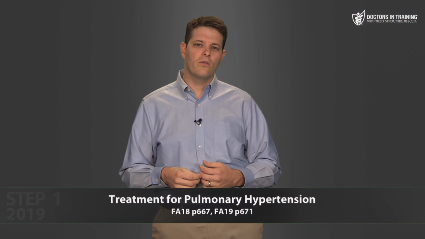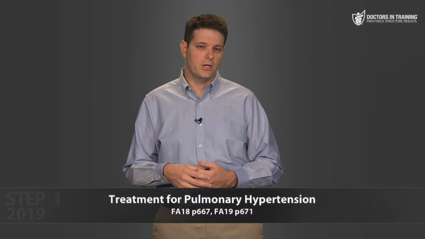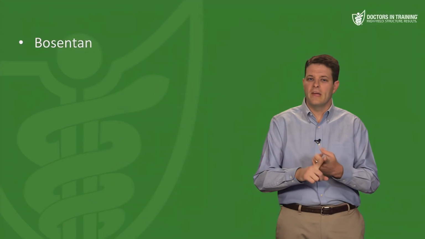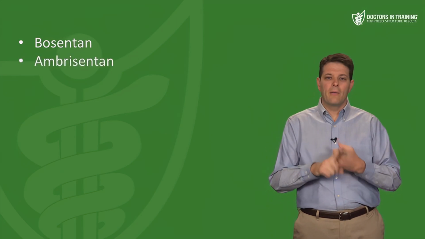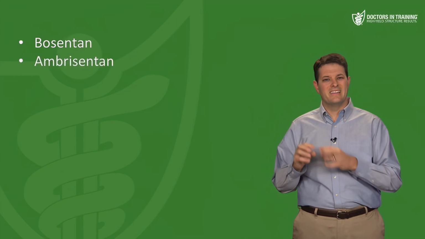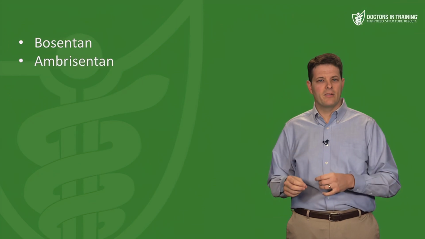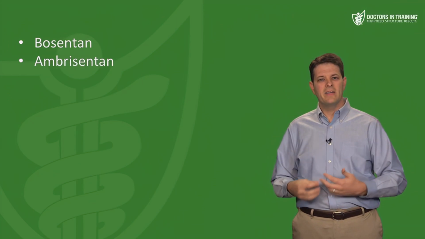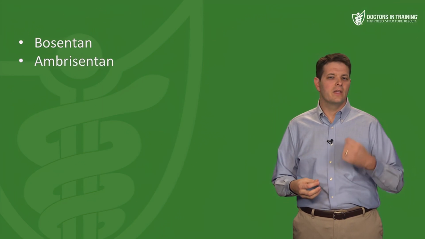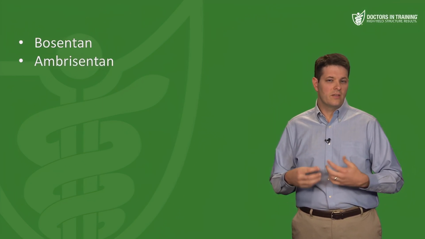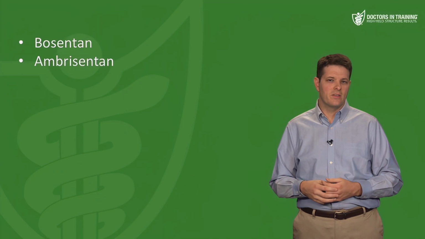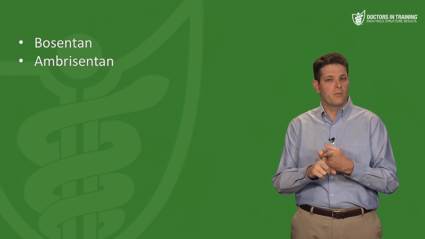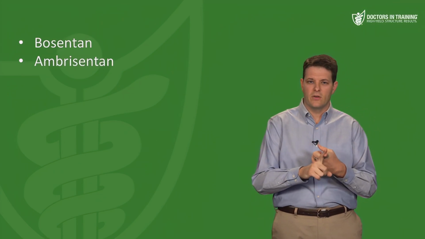Then the last thing I want to go over is how we treat pulmonary hypertension. Well, there's a drug called bosentan and a similar drug called ambrisentan. So both of these drugs end in sentan. Bosentan and ambrisentan are used to treat pulmonary hypertension. They competitively antagonize the endothelin-1 receptors, and that's going to decrease pulmonary vascular resistance. So that's one option for the treatment of pulmonary hypertension, using one of these sentan drugs.